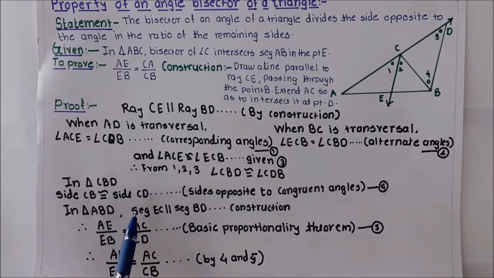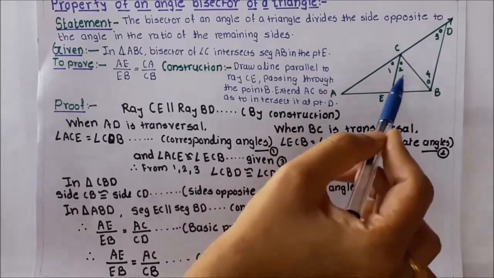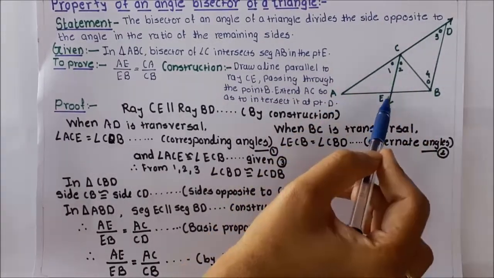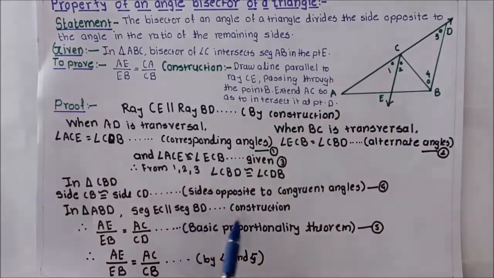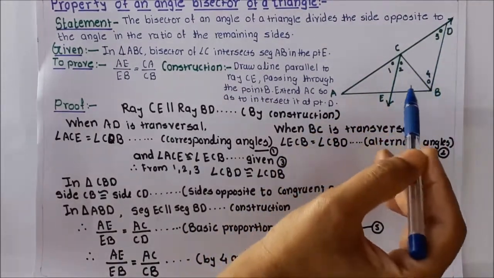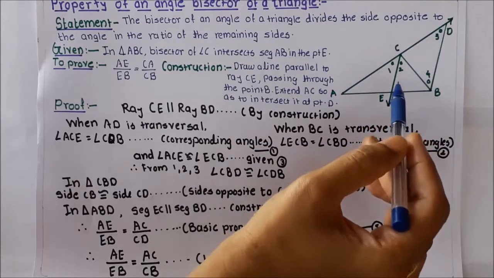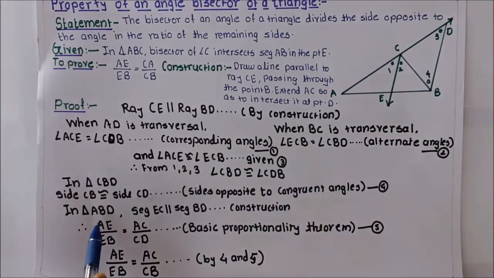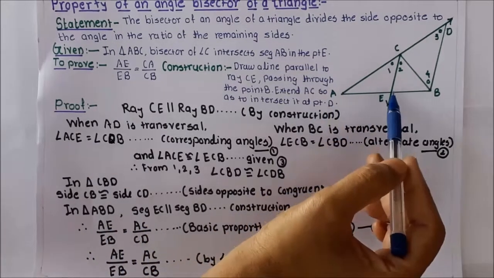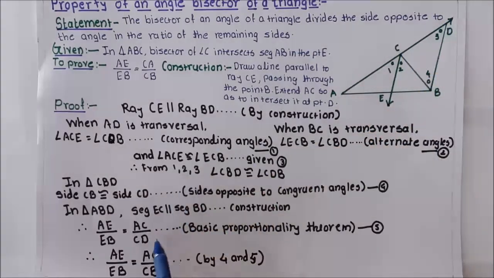Now consider triangle ABD, this total triangle. In this, CE is parallel to BD by construction. As CE is parallel to BD, we can apply the basic proportionality theorem, BPT. According to the basic proportionality theorem, AE upon EB is equal to AC upon CD. AE upon EB is equal to AC upon CD.